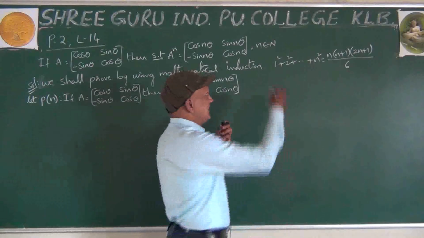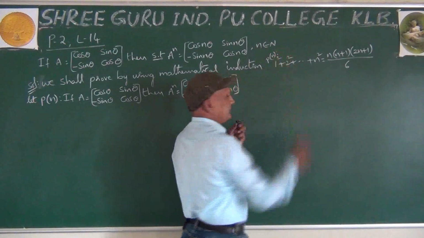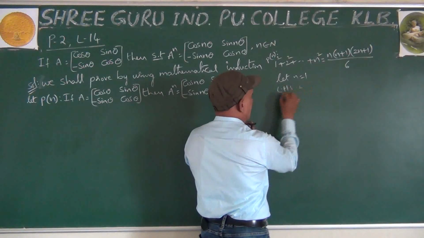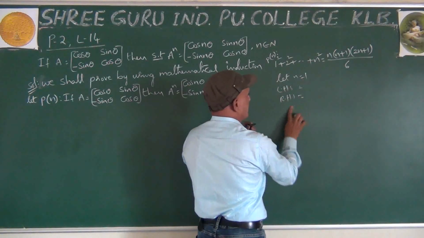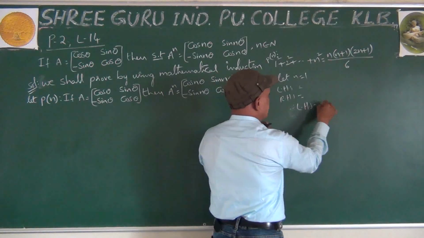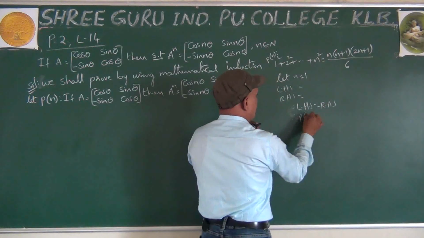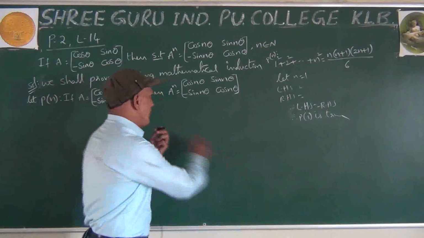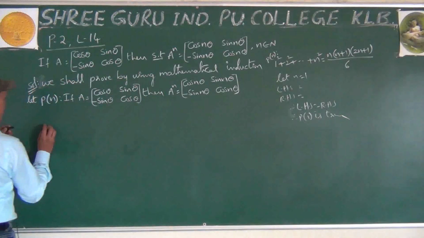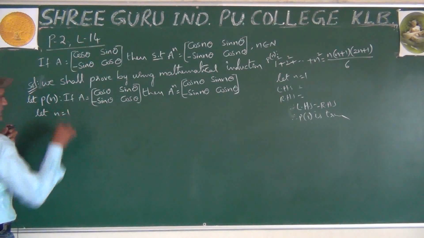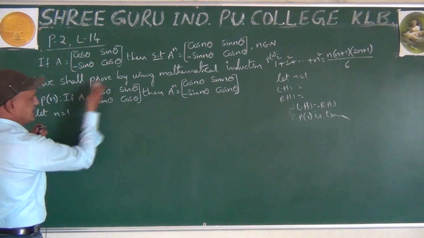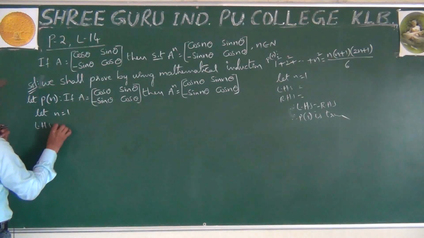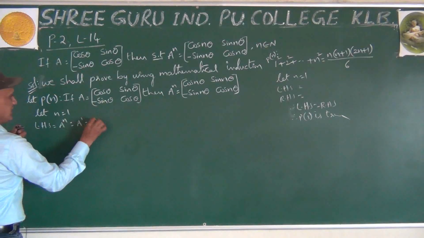First what we used to do, let P of n, let n equal to 1, LHS, RHS, therefore LHS equals RHS, therefore P of 1 is true. Same method here also. So here let n equal to 1. Here nothing is there to substitute, n equal to 1, LHS: A power n value 1, A power 1 means A.